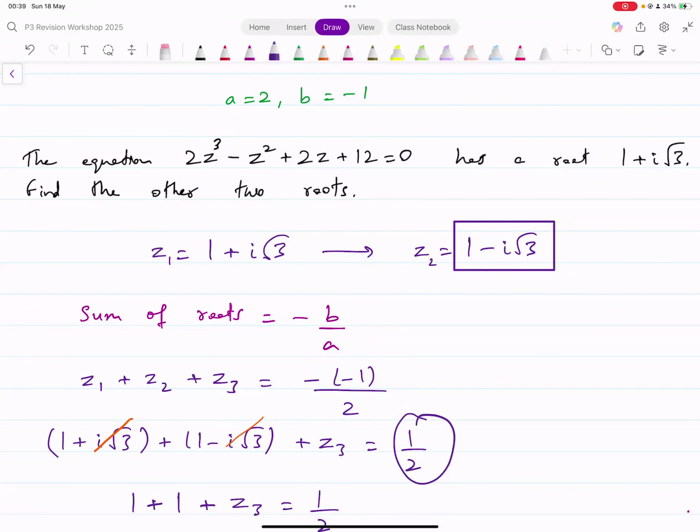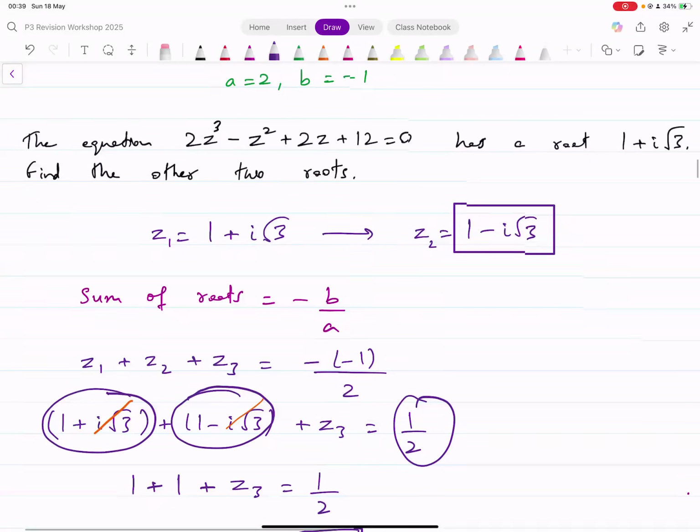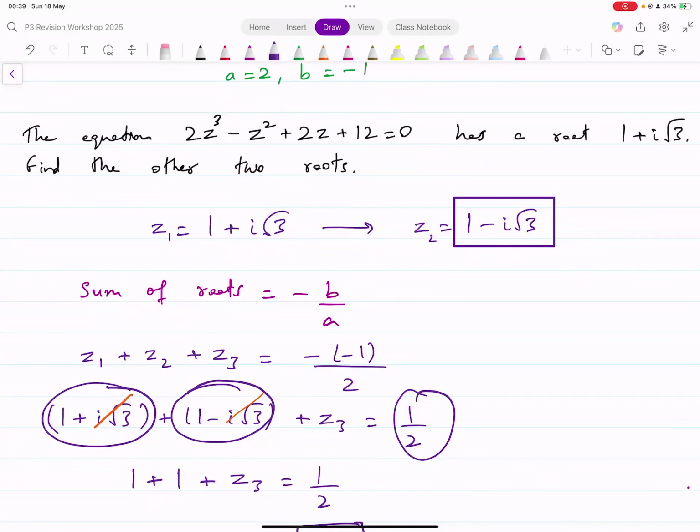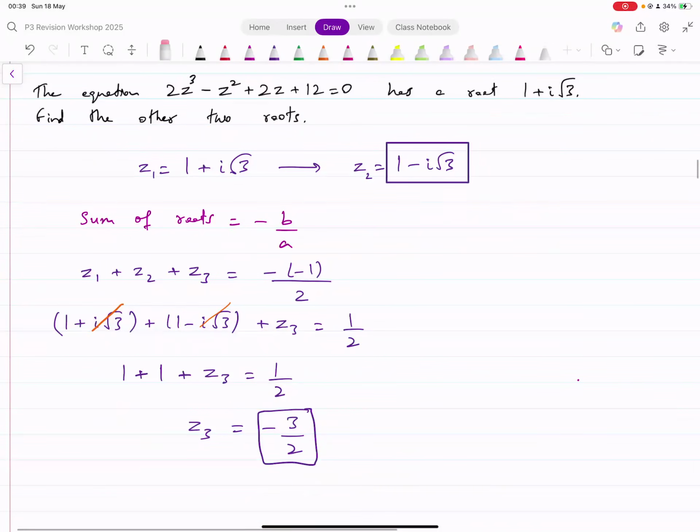And now we know one root, that is 1 plus iota square root of 3. The second root, 1 minus iota square root of 3. The third one is one that we do not know. We call that z3, and we just find the value of z3 from this equation. That turns out to be minus 3 over 2. That will be at least 4 marks, maybe 5, 6 marks question. You can do this directly like this, much quicker, much more efficient, and gets you full marks.